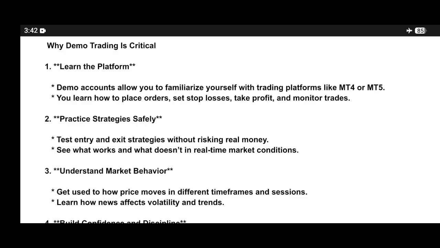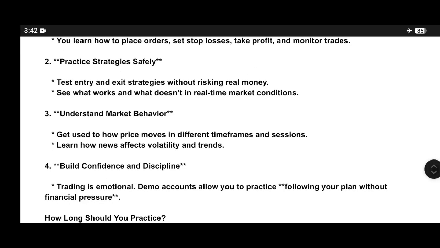Then number 3, a demo account helps you understand the market behavior. It helps you to get used to how the price moves in different time frames and sessions. Also learn how news affects volatility and trend. Number 4, build confidence and discipline. Trading is emotional. A demo account allows you to practice following your plan without financial pressure.